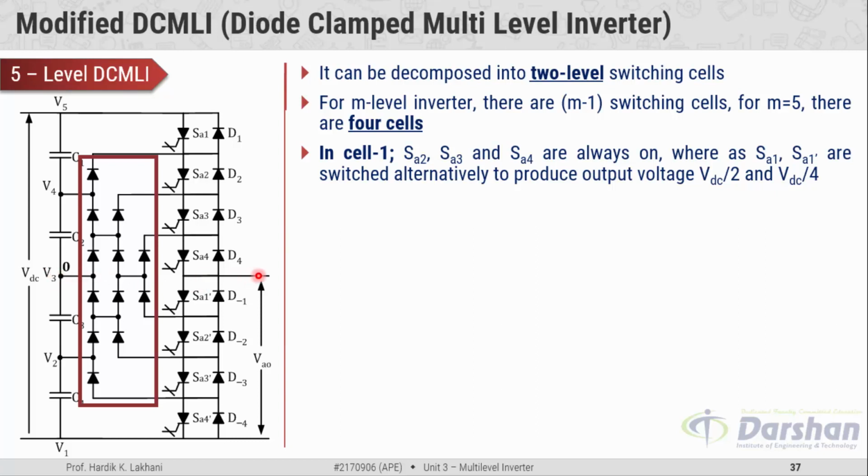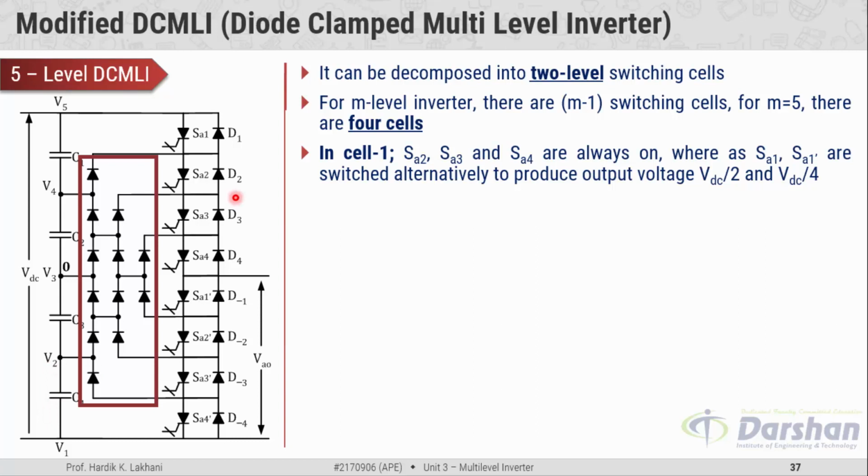So with reference to this point, the voltage at node V4 is VDC by 4 and the voltage at node V5 is VDC by 2 with respect to this V3. Similarly, the voltage at node V2 with reference to this V3 node is minus VDC by 4, and the voltage at node V1 with respect to V3 is minus VDC by 2, right?